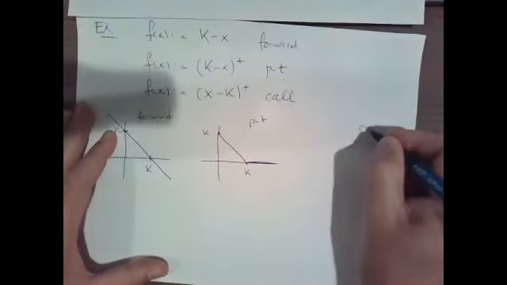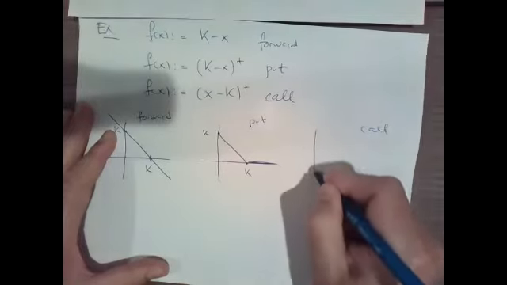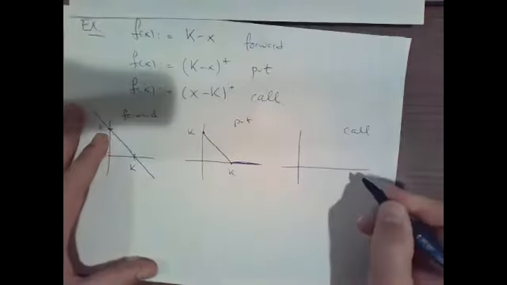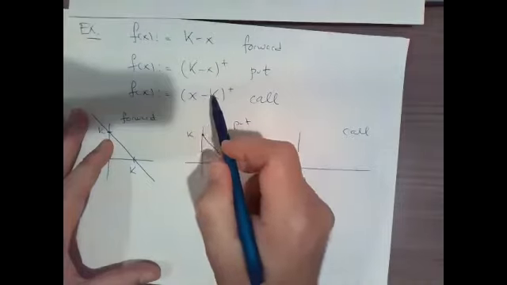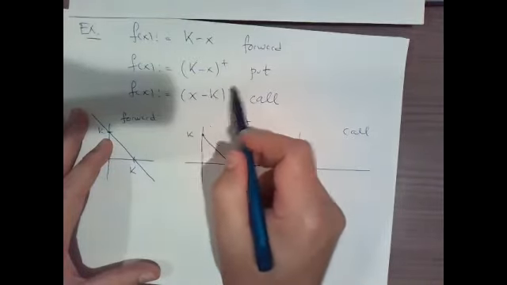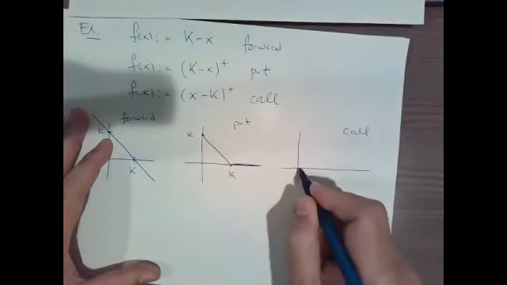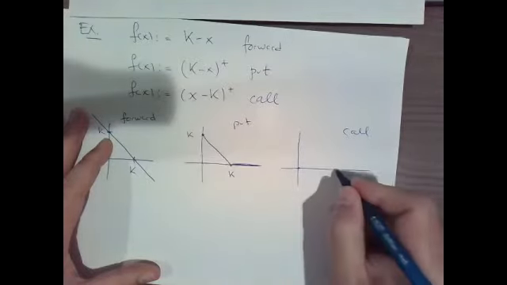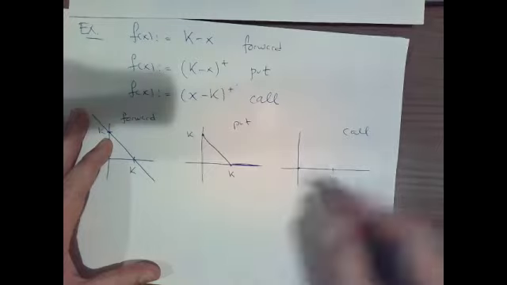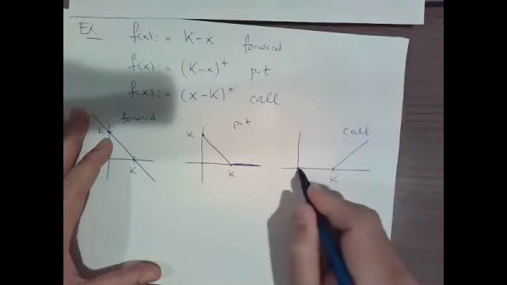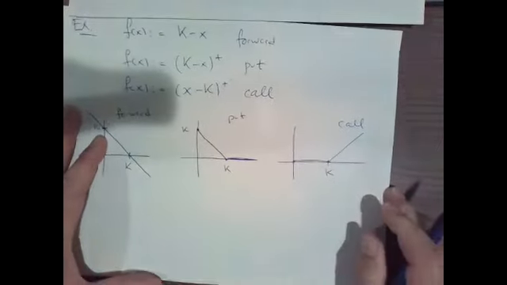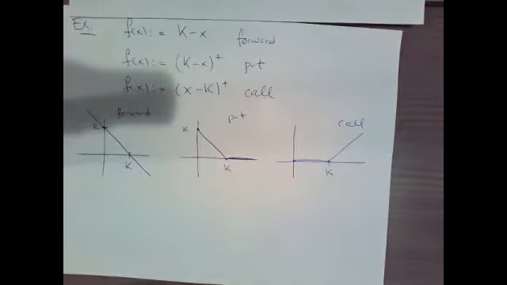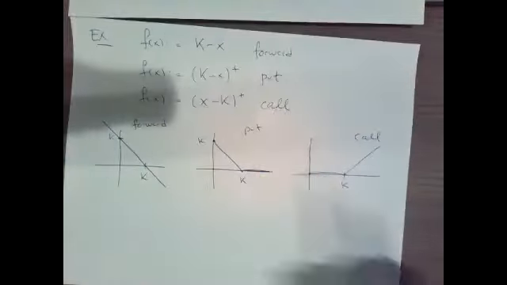And then I'll look at the call. And the call, well, when x is equal to 0, I get minus k, positive part, I'm going to get a 0. So when do I start getting something? This is when x is equal to k. I have k here, and then it'll go linearly. So you can see from this picture that there's a relationship between them.